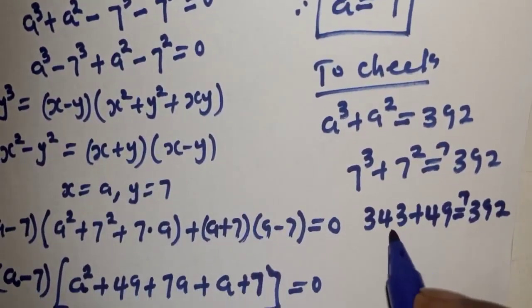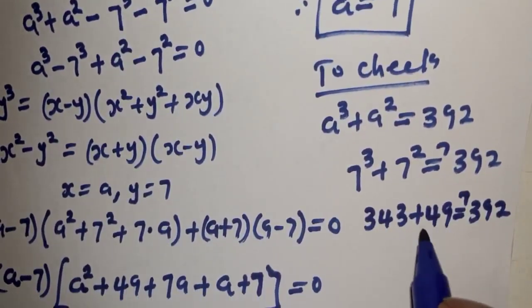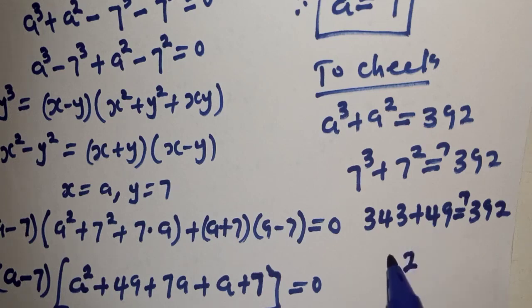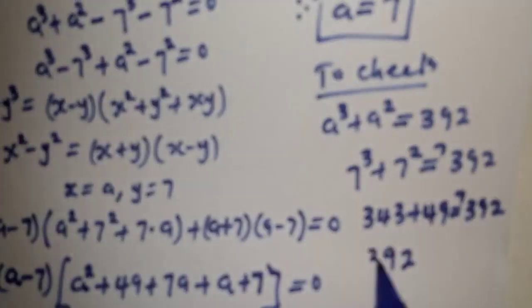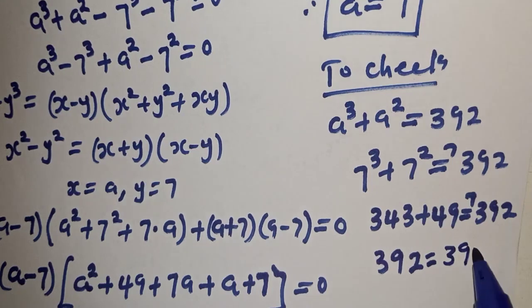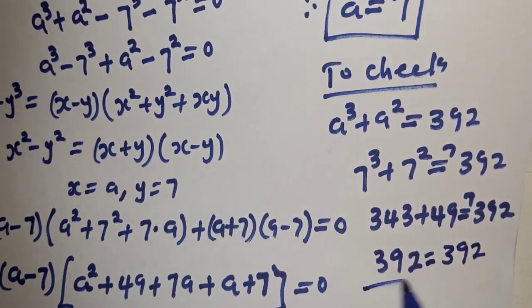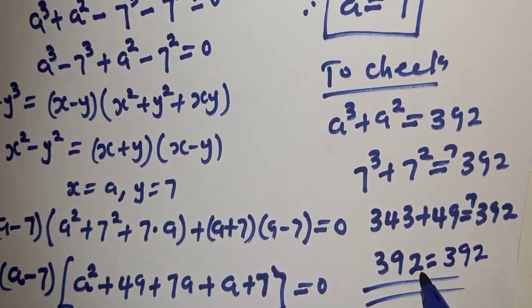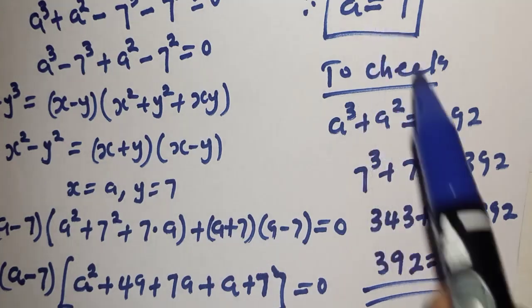So let's add these together. 3 plus 9, this is 12. Remain 1. 4 plus 4, that is 8 plus 1, 9. Then 3. The left hand side, 392, is equal to the right hand side, 392. We satisfy the given equation at a equal to 7.